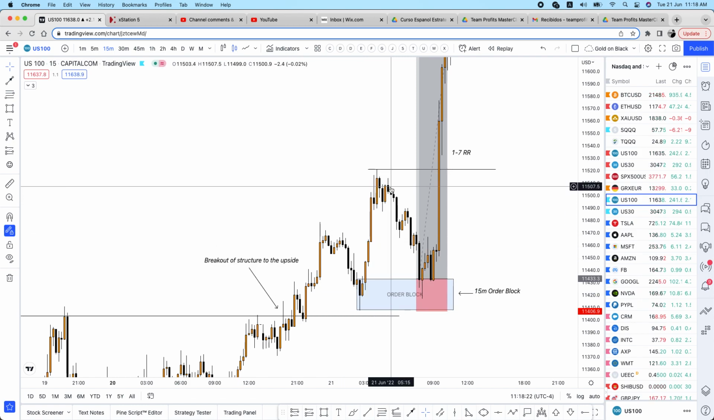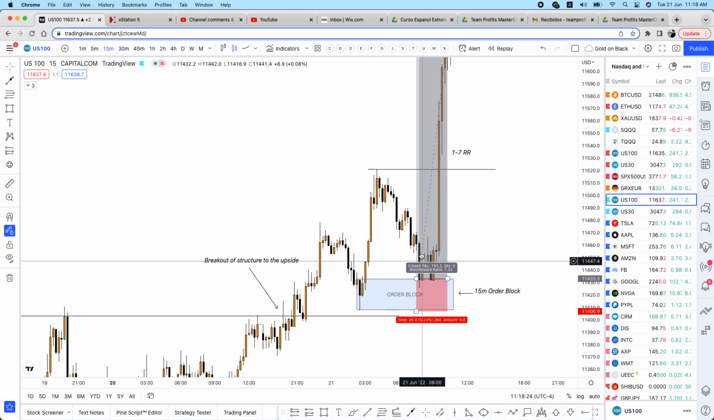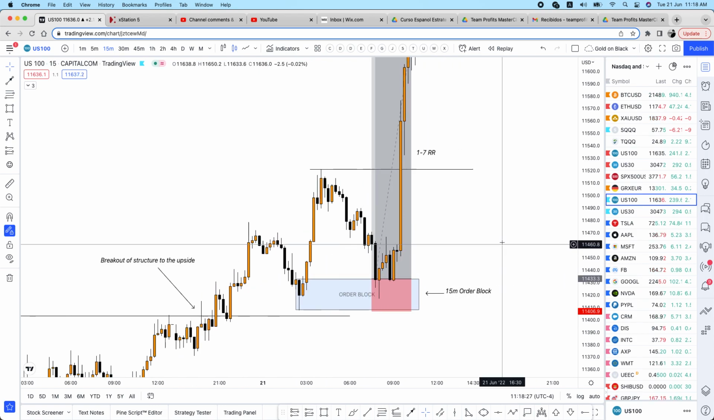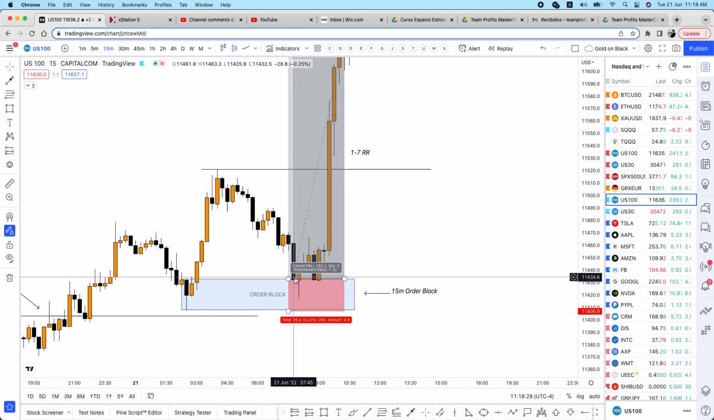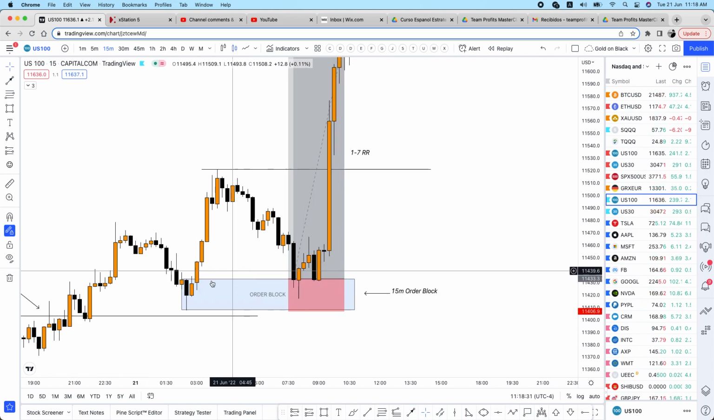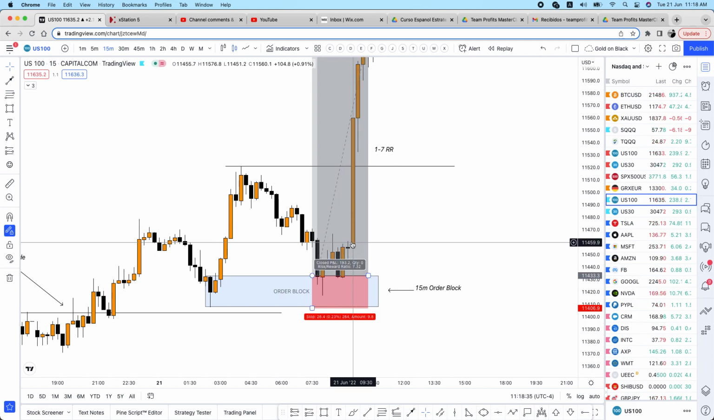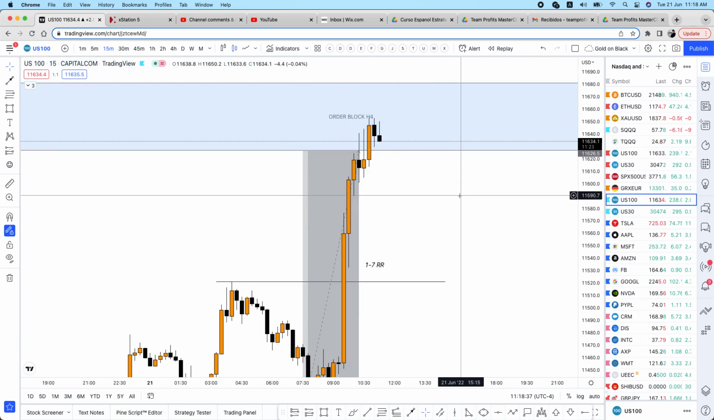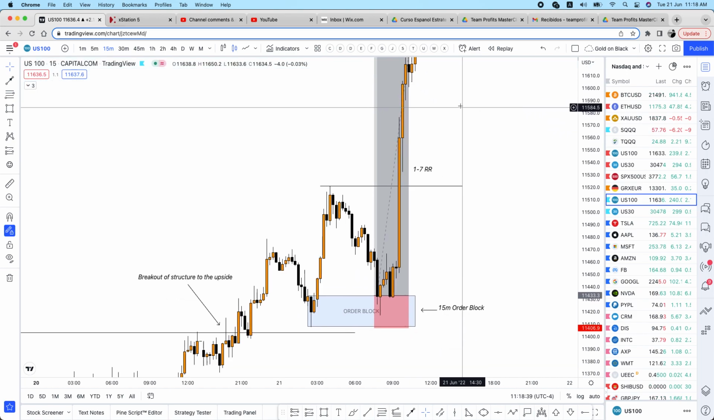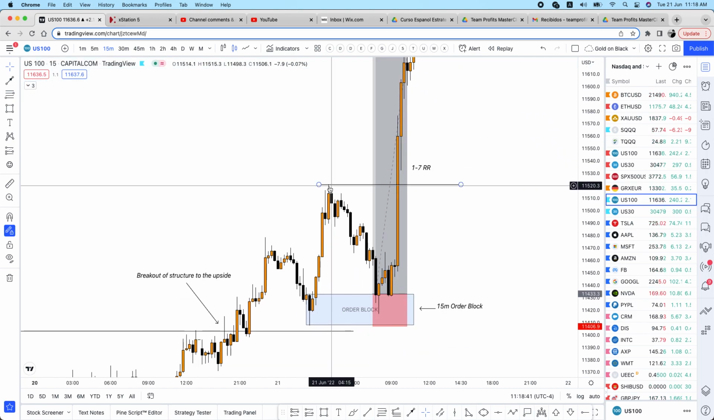So price pushed up, then it came back down, back when we were now in New York session. When the New York session opened, the price was coming back inside of that order block, so it started pushing up, and with the New York Stock Exchange opening, boom, it ended up actually skyrocketing, hitting a 1 to 7 risk to reward. First target was here, of course.